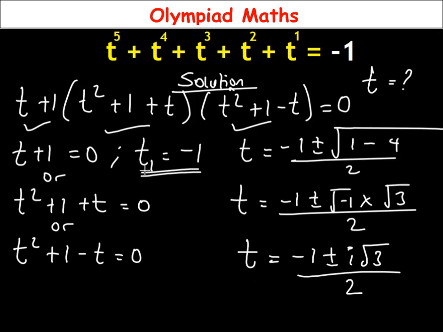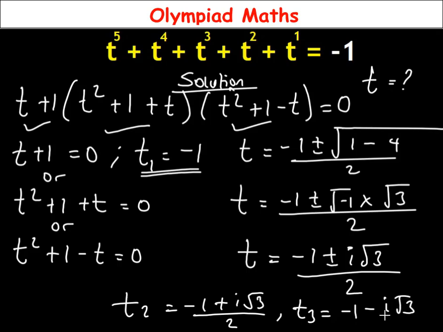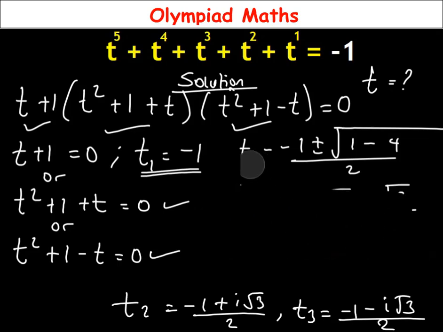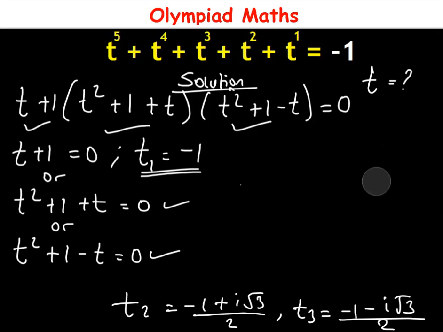So from here, this is t1. We've gotten t2 is then equal to minus 1 plus i root 3 over 2, and t3 is minus 1 minus i root 3, then all over 2. Okay, so we've gotten the values of t from here. Let us then get the values of t from this last or third equation. So t squared plus 1 minus t is equal to 0.